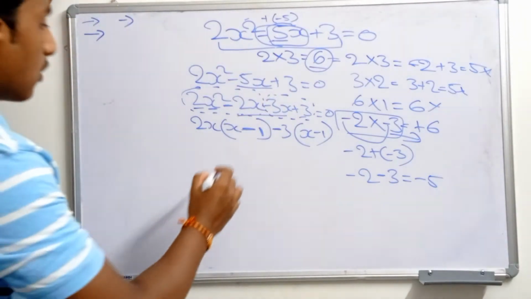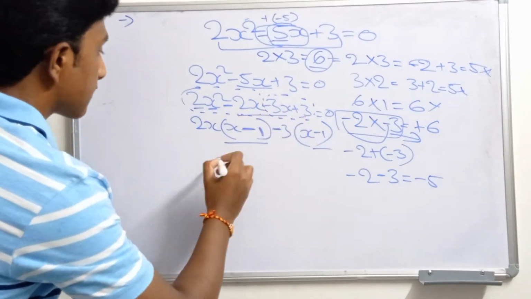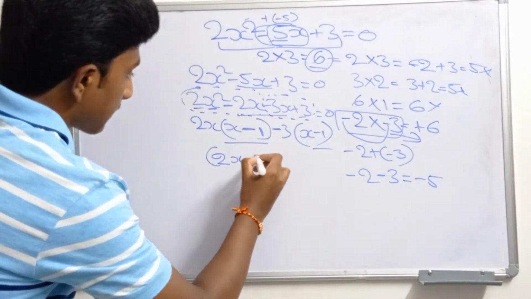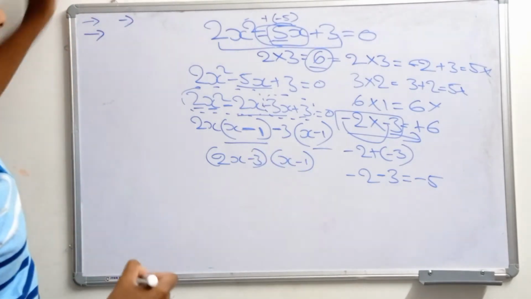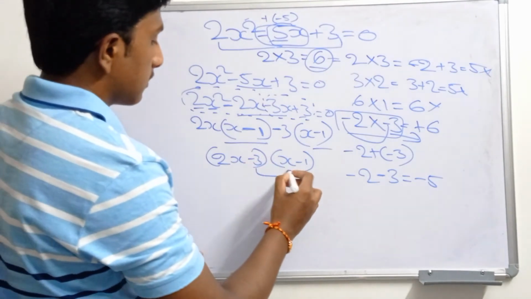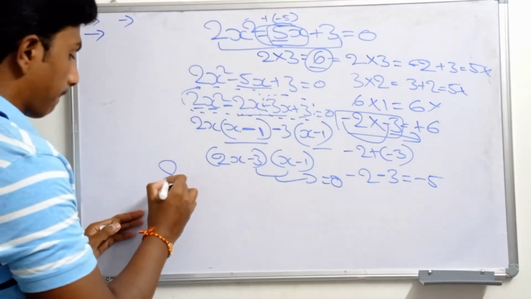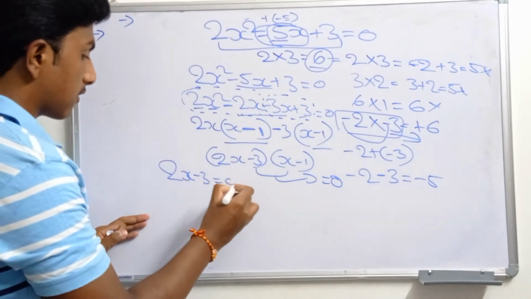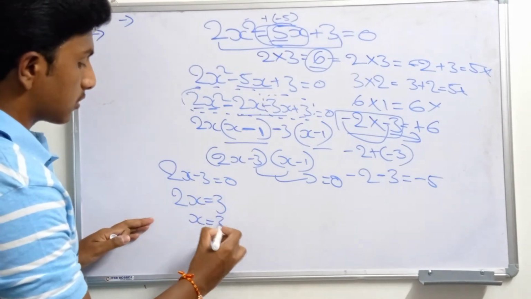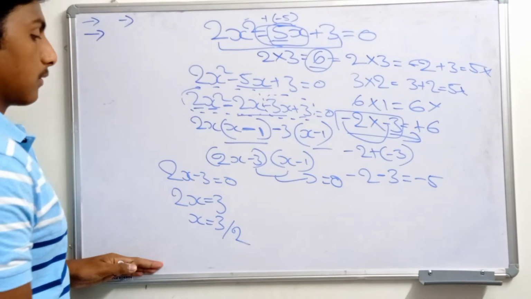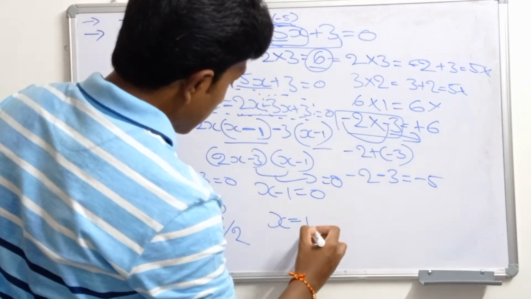Guys, is it clear? Now first take common, guys. Again we can take common, because x − 1 and x − 1, you can write this as (2x − 3)(x − 1). So if these are equal to 0, 2x − 3 = 0, 2x = 3, x = 3/2. After that, x − 1 = 0, x = 1.